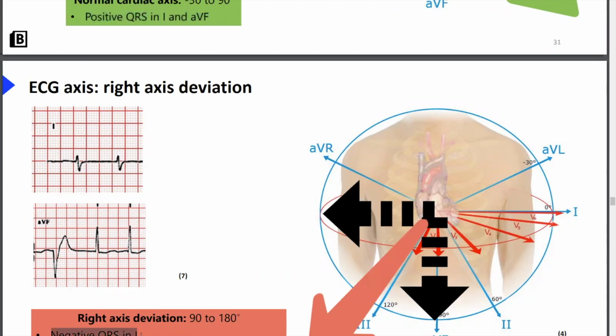It's a negative QRS in 1 and a positive QRS in AVF. And here is the dummy's guide to working it out. If 1 and AVF are reaching towards each other, that is right axis deviation. Okay, reaching for right axis deviation. Reaching begins with R, right axis deviation begins with R, simple. So you can see they're both reaching towards each other.